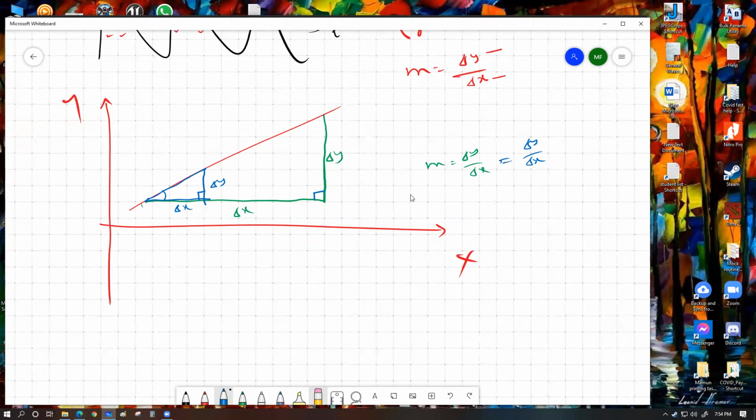So no matter where you measure it, no matter how big or how small a section you choose to measure the gradient of a straight line, provided your calculations are right, you should end up with the exact same value no matter where you measure it.